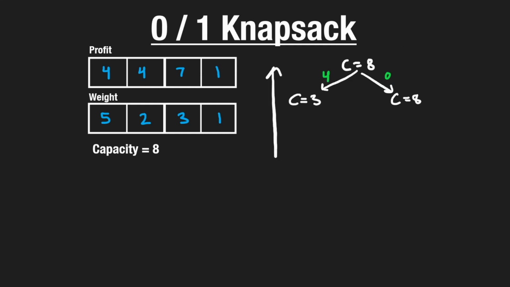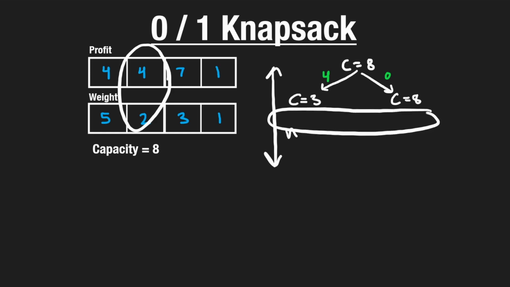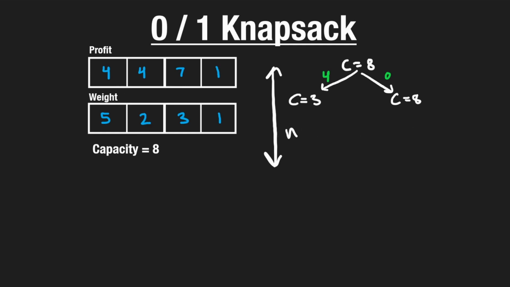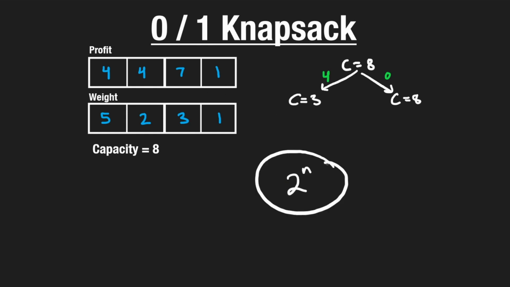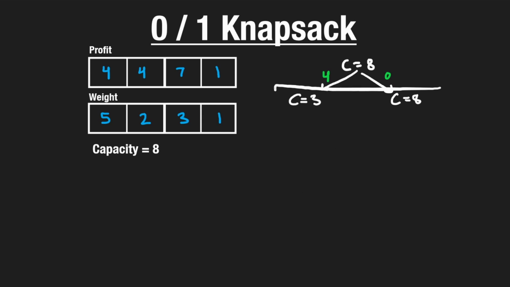Now the height of the tree is going to be n, because for every single item, we're going to have a level in the tree. So n is going to be the size, or basically the number of items we have. So the size of the tree is going to be 2 to the power of n. So this is not a super efficient solution, but let's just run through it quickly because it will help us get to a more optimal solution.